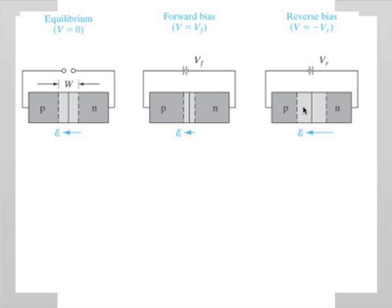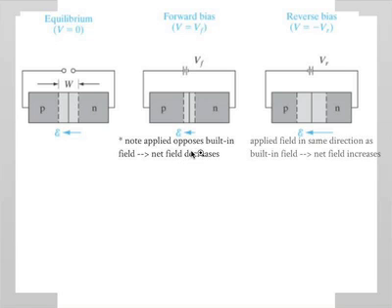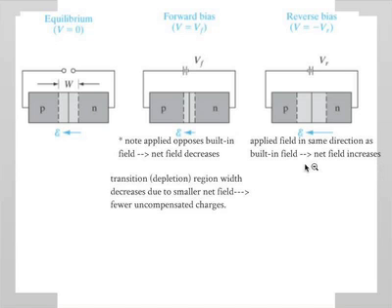Whereas in the case of reverse bias, you're increasing the depletion region because you're also increasing the built-in field. Okay? So this is the basic idea of what happens under different bias, and we'll understand why that is. So applied field opposes built-in field, and the net field decreases for forward bias. The opposite happens for reverse bias. Applied field is in the same direction as the built-in field, and the net field increases. The transition region width decreases due to the smaller net field under forward bias, fewer uncompensated charges.